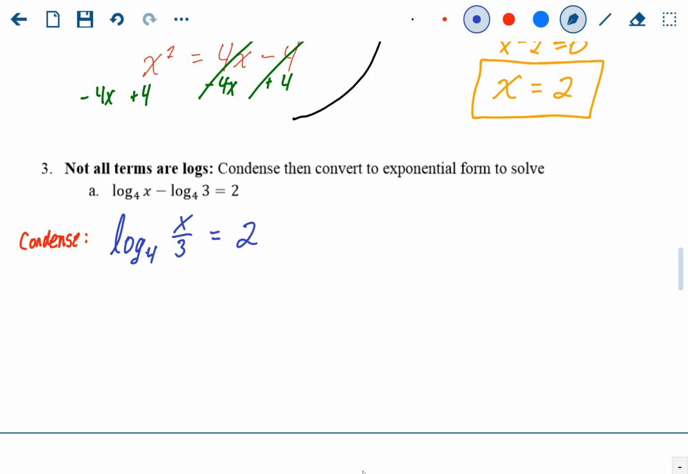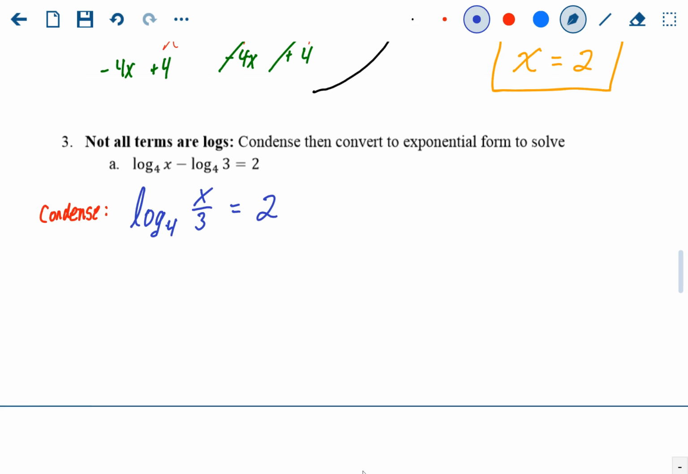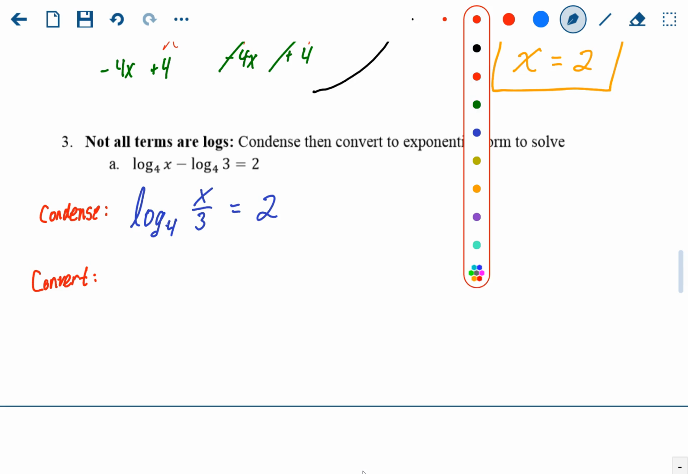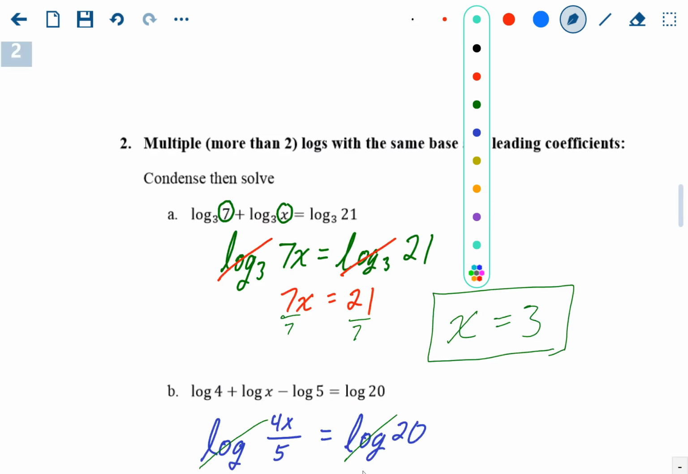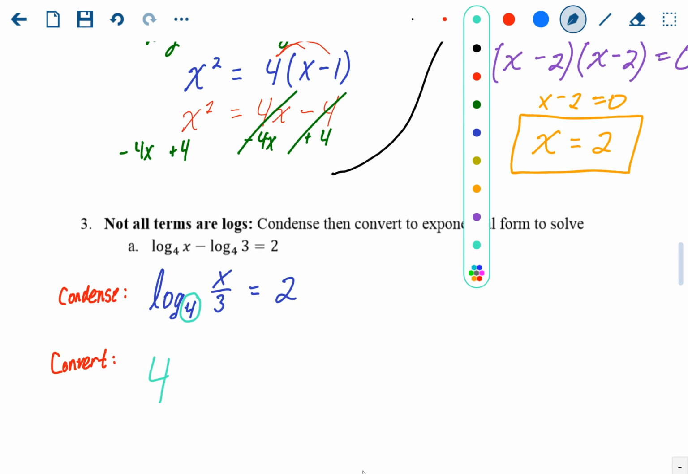Now to solve this, we can't just get rid of the log part like we did previously because the right side doesn't have a log part. So we're going to have to convert it to exponential form. Remember, when you're converting to exponential form, the base of your log, which is 4, becomes the base of the exponent. The answer to your log becomes the exponent to that base. So this is going to be 4 squared.